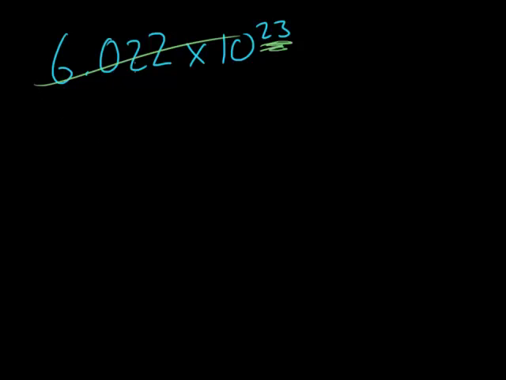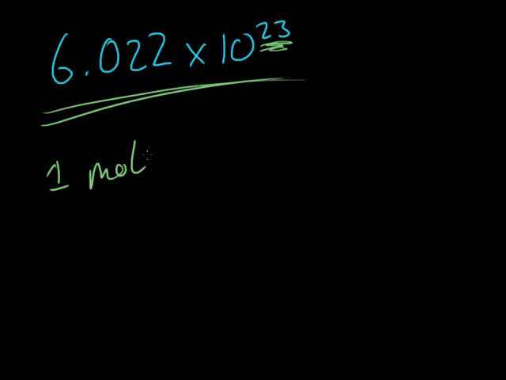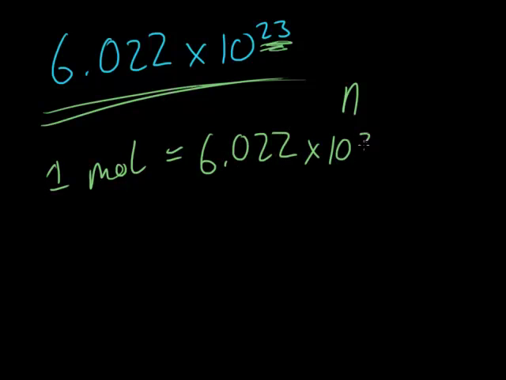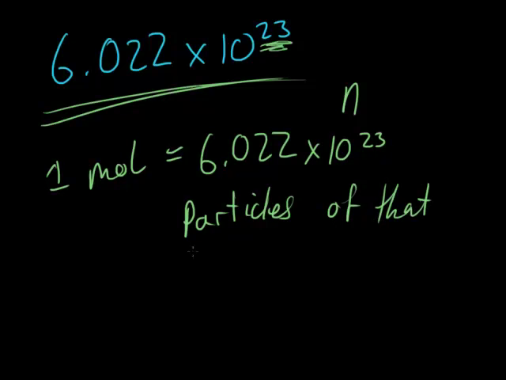Now, this number is always the number which is referred to when we say we have 1 mole of a particular substance. We usually shorten mole to mol. That's the unit we represent as mole, and sometimes represented by the symbol n as well. And 1 mole of a substance would be equal to 6.022 times 10 to the power of 23 particles of that substance.